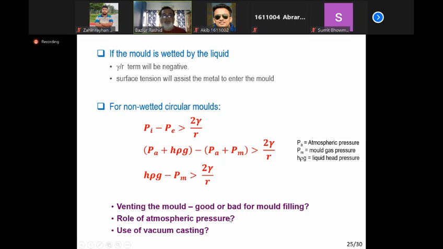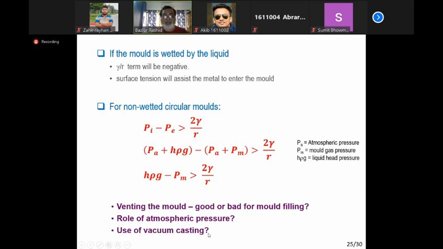What about the atmosphere? Does atmospheric pressure help? In the final equation, there is no term for atmospheric pressure. Atmospheric pressure cancelled out from the positive and the negative. So the role of the atmosphere is nothing, it is zero. There is no effect of atmospheric pressure in filling the mold cavity.